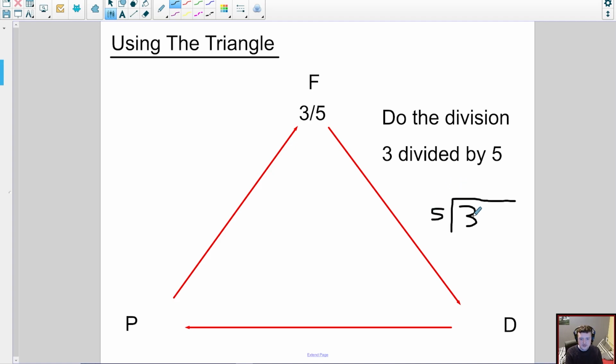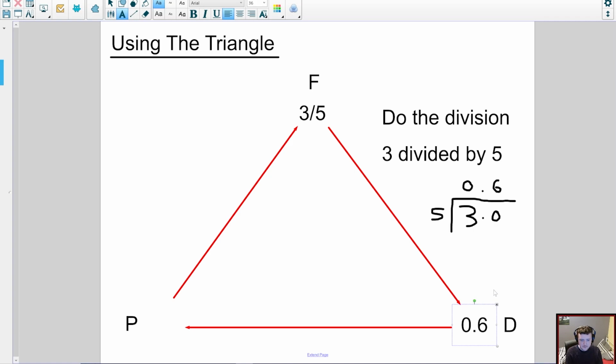5s into 3 doesn't go, so I'm going to put a decimal point here because I know that I've run out of numbers. I place a 0 here, and so I've got the number 30. 5s into 30 goes 6, and so what I've ended up with is the decimal 0.6.